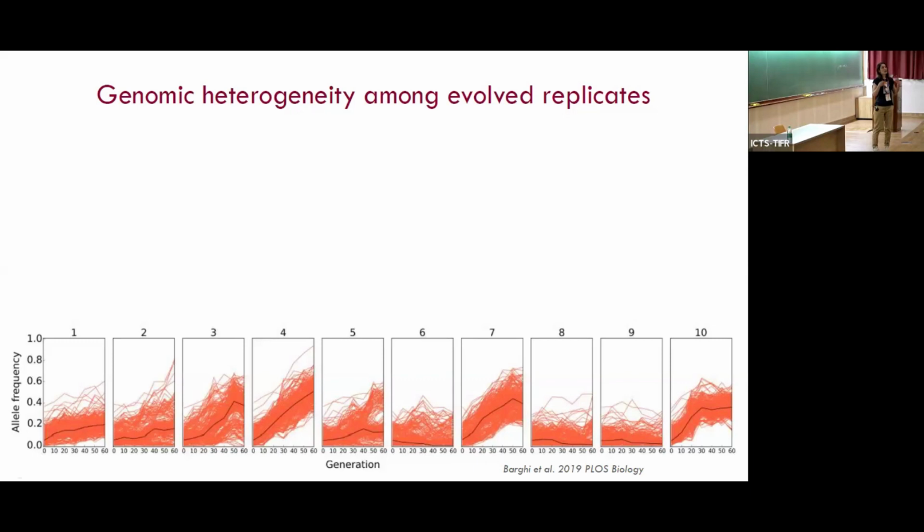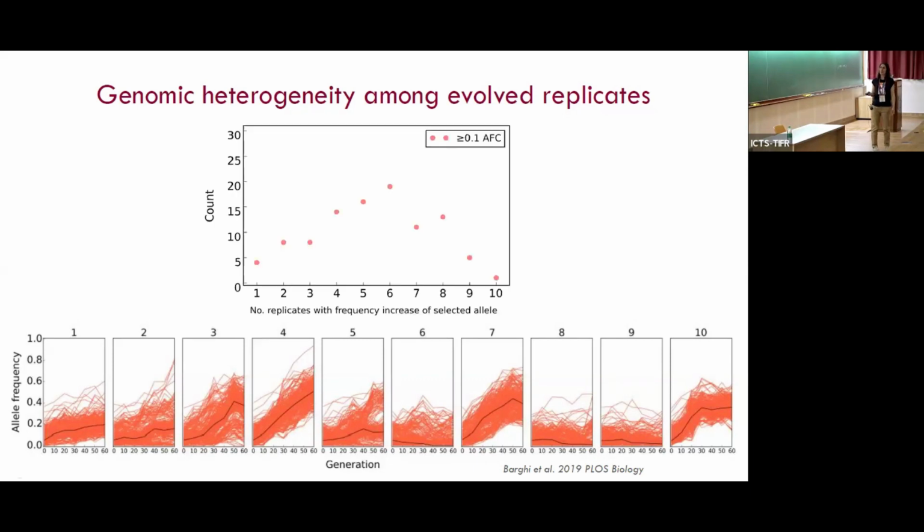To quantify this heterogeneity more systematically, we use a summary statistic that we call a replicate frequency spectrum. That is simply the frequency distribution of replicates depending on how many adaptive alleles increase in frequency in them, which basically means that 4 alleles increase only in one replicate, 8 alleles increase in 2 or 3 replicates, and so on and so forth. You see that the majority of selected alleles that we have identified increase in frequency in 4 to 6 replicates. So there is some redundancy or heterogeneity in the selection response.